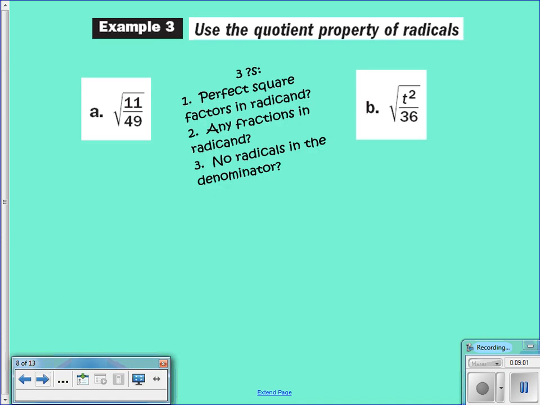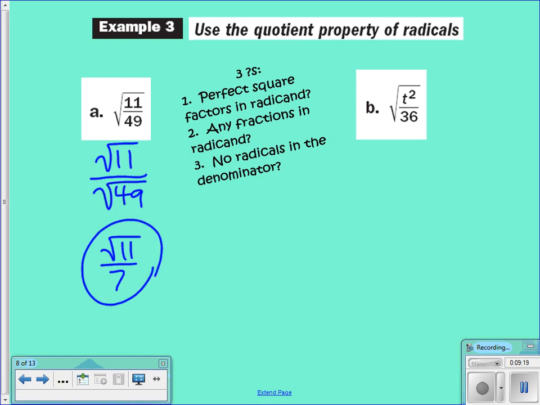So if you see this problem, the square root of 11/49, split up your square root. The square root of 11 divided by the square root of 49. And I can solve the square root of 49. Can I simplify the square root of 11 to divide it by any of my perfect squares? Nope. Doesn't divide by 4, 9, 16. So that's my final answer.